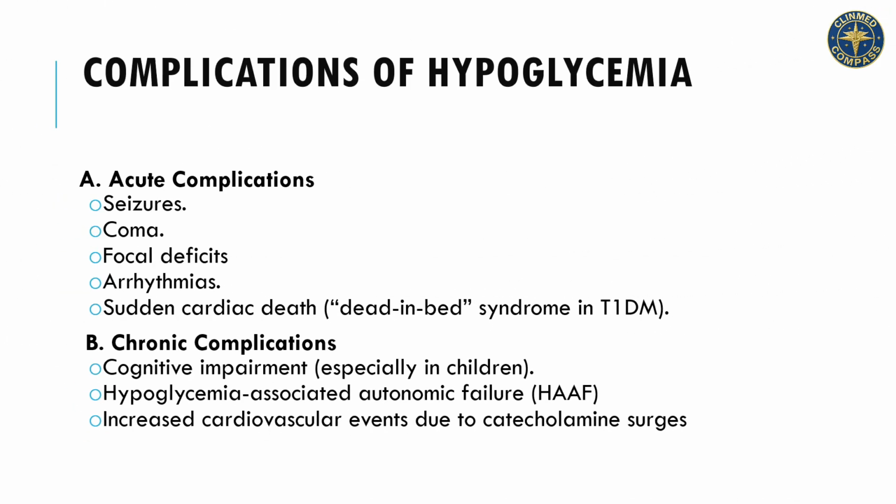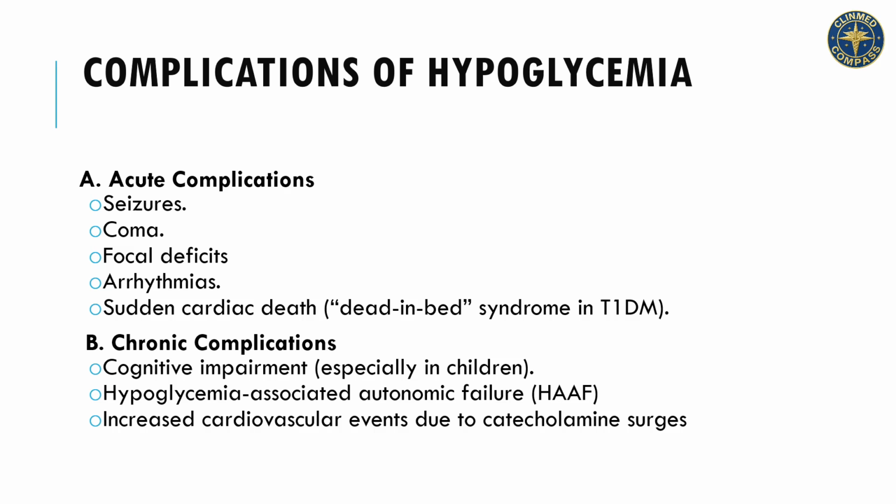Complications of hypoglycemia. This can be divided into acute and chronic complications. For acute complications, you have seizures, loss of consciousness or coma, focal neurological deficits, which can mimic stroke, cardiac arrhythmias due to catecholamine surges, and sudden cardiac death, particularly in young individuals with type 1 diabetes. This is a phenomenon sometimes referred to as the dead in bed syndrome.